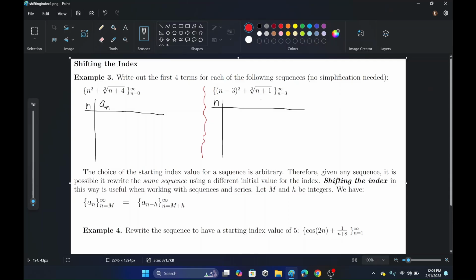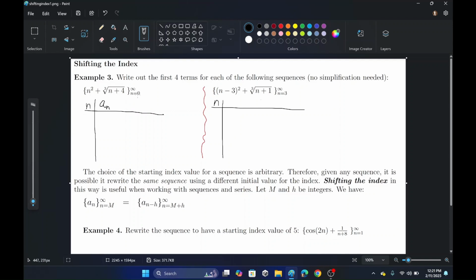In this lesson, I will be explaining how to shift the index for a sequence. So to start out, let's look at a couple sequences and just write out a few terms. And you'll see something interesting happen, hopefully.